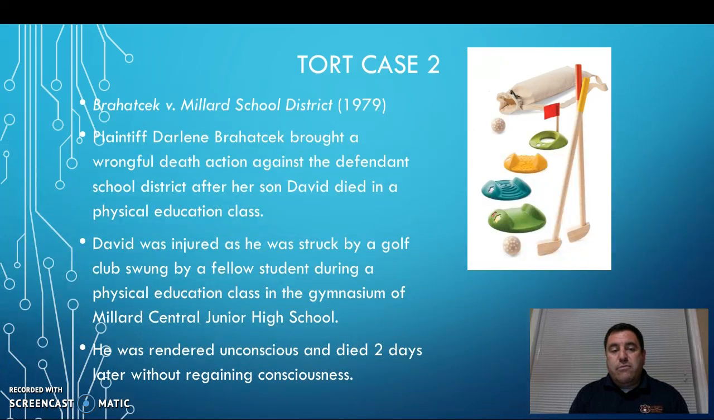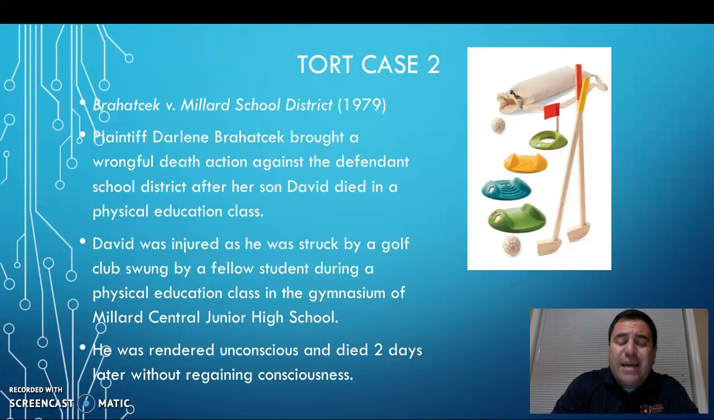Moving on to tort case number 2. This one is kind of sad. It's Brahacek versus Millard School District. This is back in 1979. The plaintiff is Darlene Brahacek, and she brought a wrongful death lawsuit against the Millard School District because her son died in a PE class.